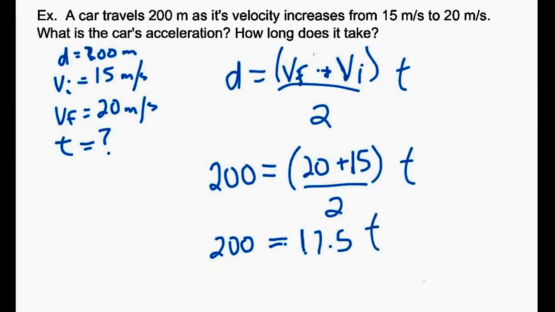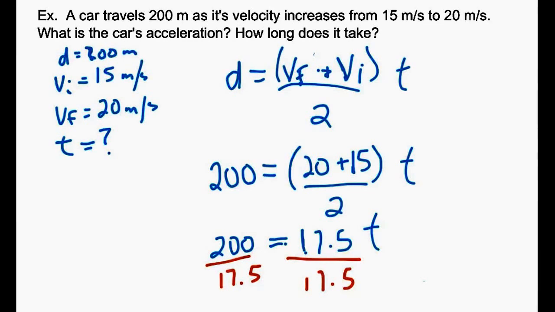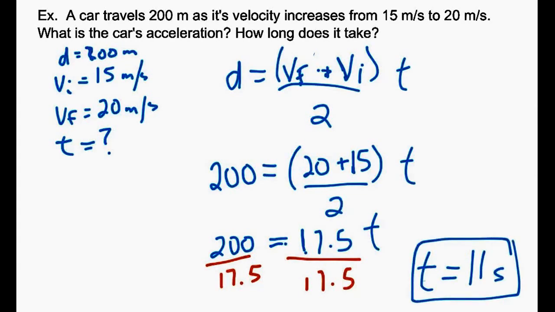Times time. So our very last step then is we just want to divide by 17.5. So divide both sides by that. So 200 divided by 17.5. Our final answer we get is 11.428. And just like the previous question, we just want 2 sig digs. So we'd round it off to just 11. So 11 seconds would be our final answer.